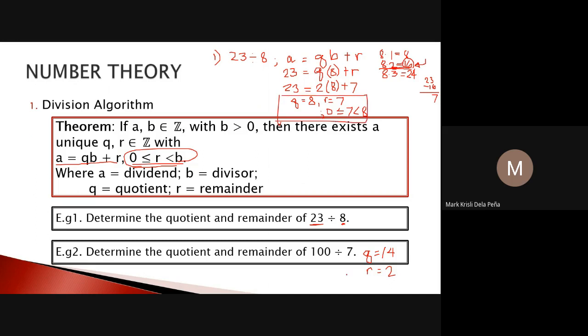So I'll just show the solution. We'll have 100 is equal to 14 times 7 plus R, which is equal to 2. Our quotient is 14, our R is 2. If we check this condition, 2 is greater than 0, and 2 is less than our B, which is 7. Okay, so that's how we use the division algorithm.